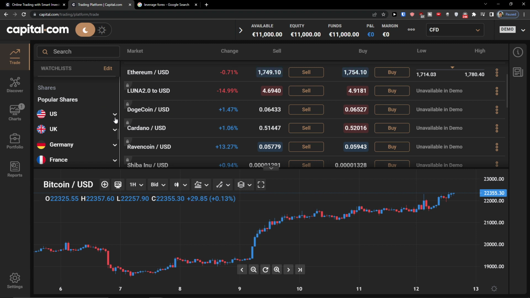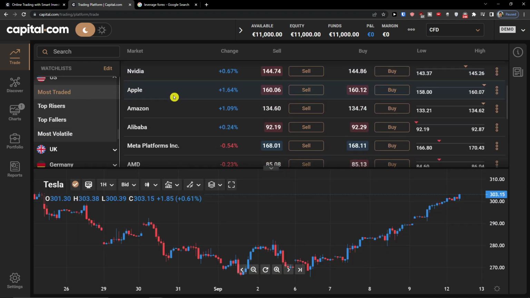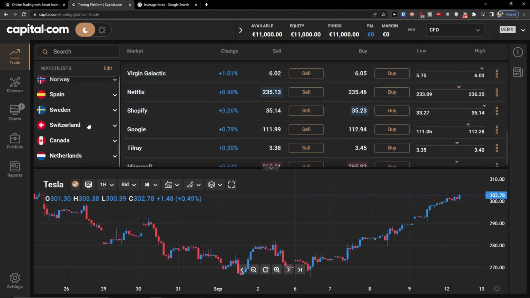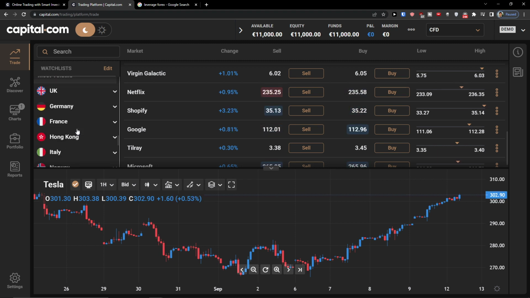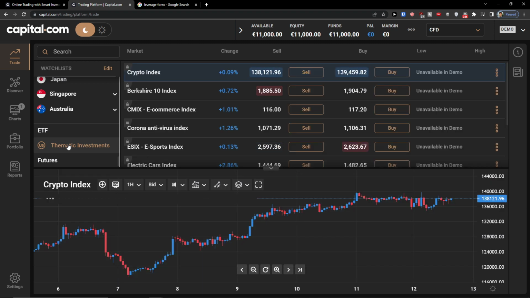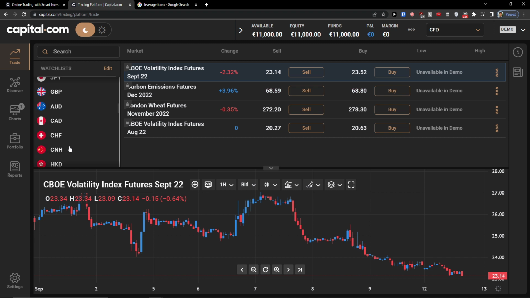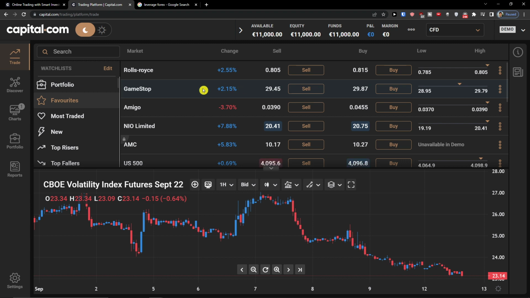And then we're gonna have the shares here. So we can have, let's say, shares on the US, most traded. And you get 0 commission on all the shares here. So that's really great. And you can easily scroll down below, and then you're gonna have the thematic investments from crypto and futures. So this is pretty much it. And now let me show you how we can do it and how we can buy stuff.